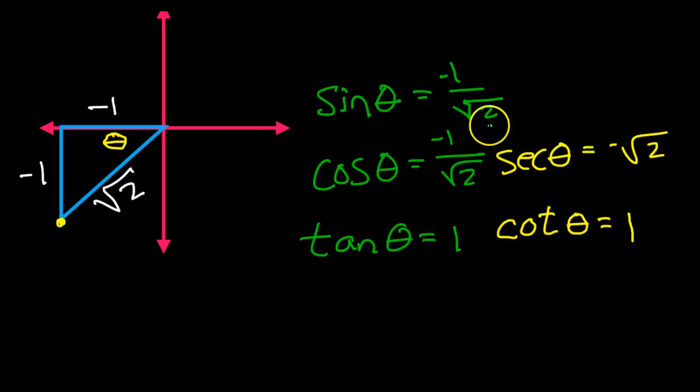So the reciprocal of cosine is the secant. The reciprocal of a sine function is called the cosecant. And so when I do the reciprocal, I get negative radical 2.